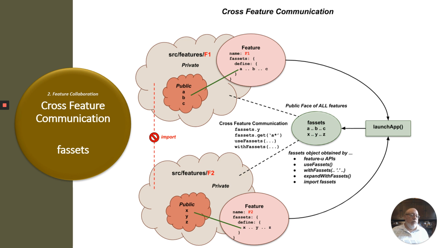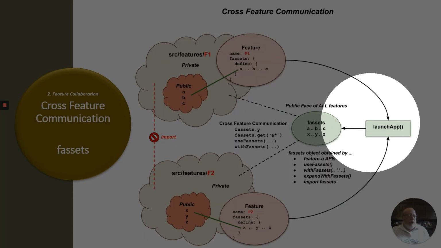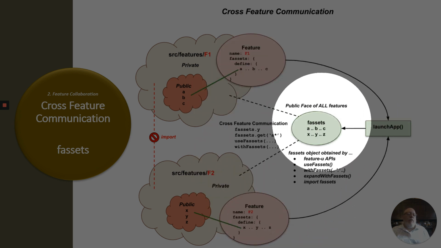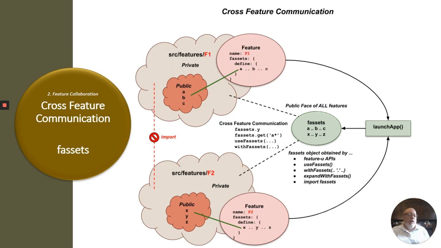I haven't actually shown the full syntax of this, suffice to say that A, B, and C is now publicly promoted. Well, because launchApp is in control of the application, it can actually accumulate all these fasset definitions, and it promotes a fassets object that contains all of them. So here you can see we have the ABC from the F1 feature and the XYZ from the F2 feature.